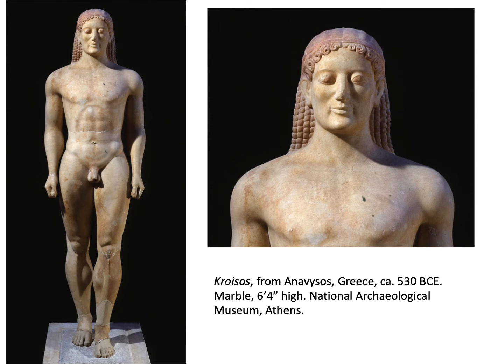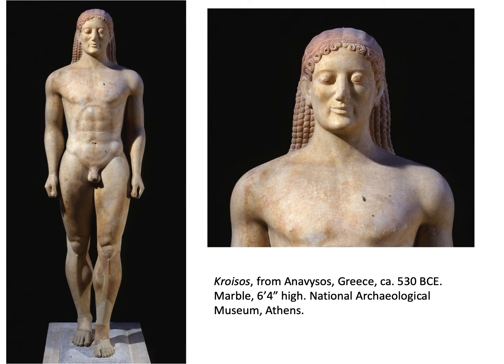So this is Kroisos from Anavissos, Greece. This Koros figure was found in a cemetery, the Anavissos cemetery. At any rate, about 530 BCE, there was a young man named Kroisos that died in battle, and this statue was created to commemorate his life.